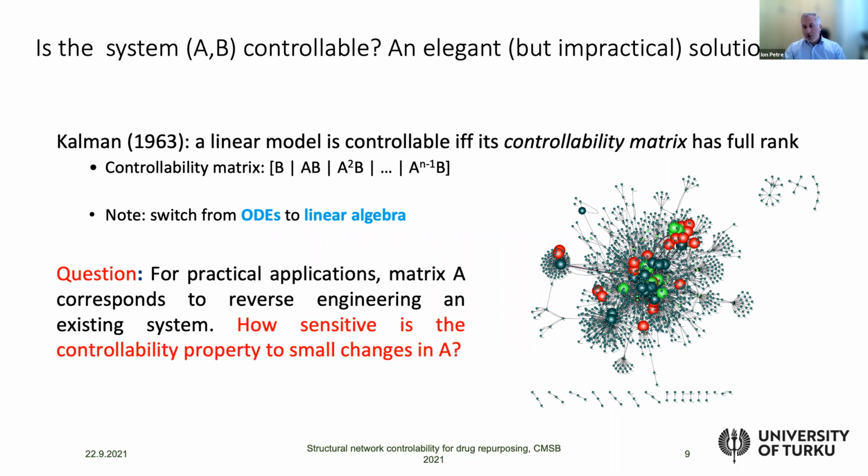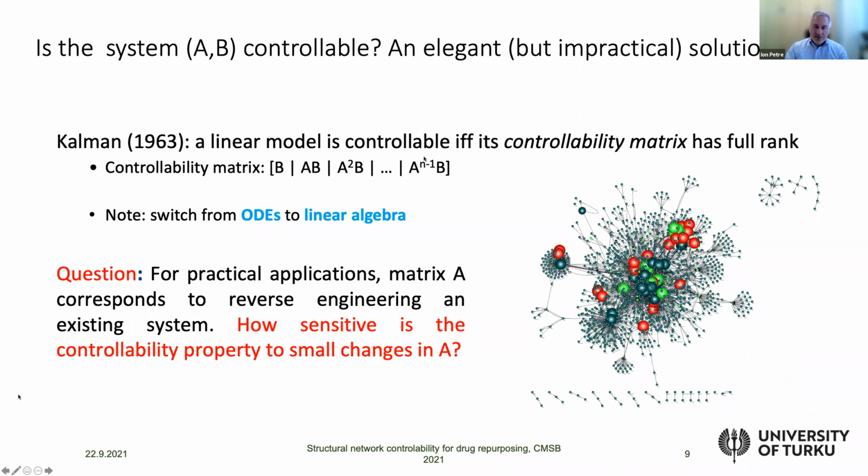The problem, if you start thinking about applying this in practice, is that it's all about knowing these matrices A and B. And let's say that matrix B is maybe not such a big problem because you are choosing your interventions. Maybe you're only given A and then you get to choose B, or maybe B is given to you. But the problem is with this matrix A, if you are given an already existing system, for example a disease and the interactions specific to that disease, this matrix A corresponds to reverse engineering an existing system.